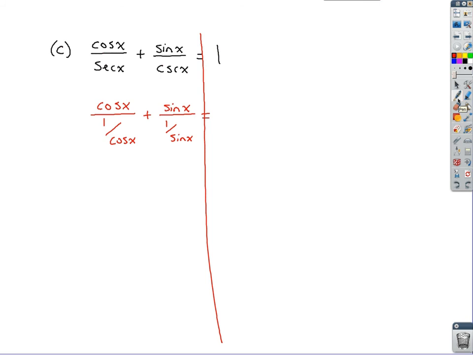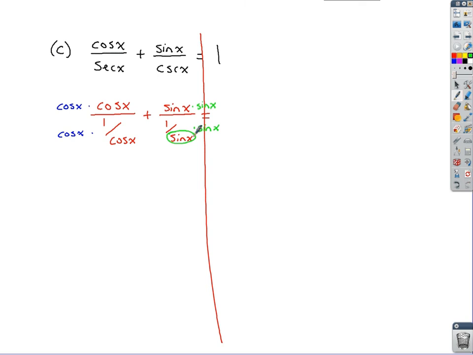At this point, you've got two separate fractions to work with. Each have a fraction within a greater fraction. So using the trick from before, for this first fraction, I'm going to multiply the top and the bottom by the cosine of x. And for the second fraction, I'm going to multiply the top and the bottom by the sine of x. Right, after all, that's my denominator right here.